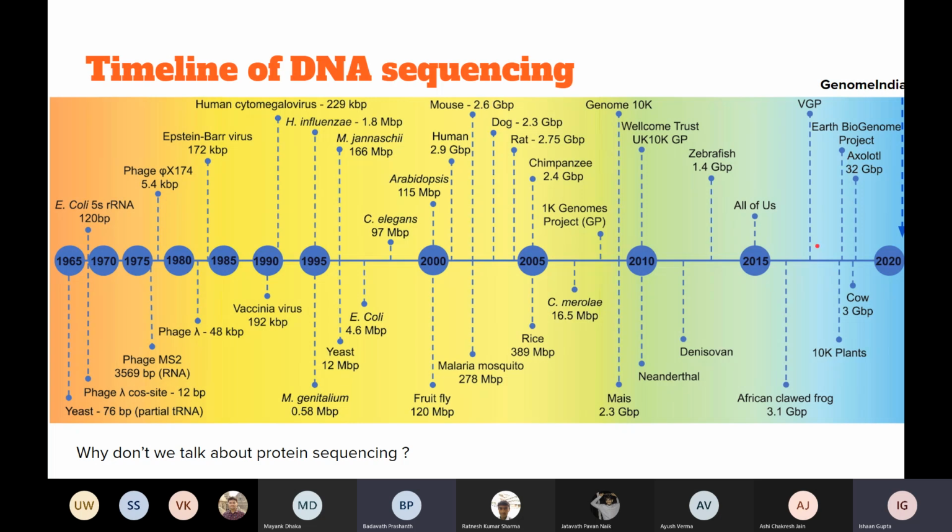If you are following science news, there is something called the Earth Biogenome Project, where they want to sequence every vertebrate organism on Earth. Around 2020, India also started playing a major role, and we have started what's called the Genome India project, where we are going to sequence 20,000 Indians from different regions because of our unique geographical history, and IIT Delhi is a part of this project.